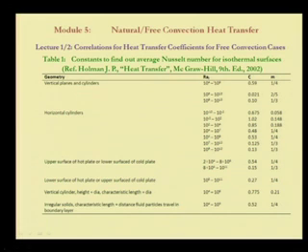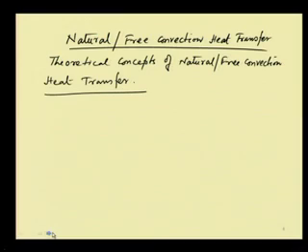We will discuss it later on. There are some constant values which can be picked up. So, this is a very important table which can be used for heat transfer calculations of convective heat transfer coefficients, which we will discuss in detail subsequently in our lectures.